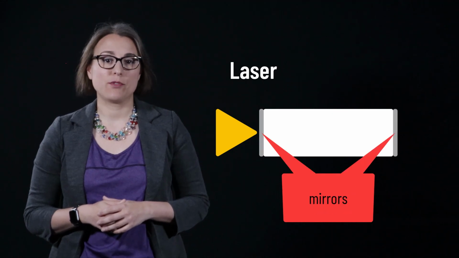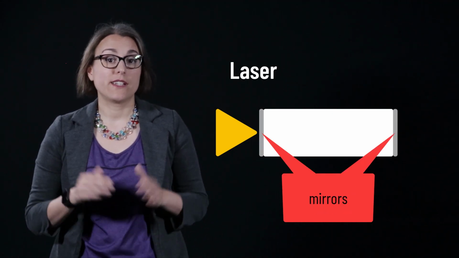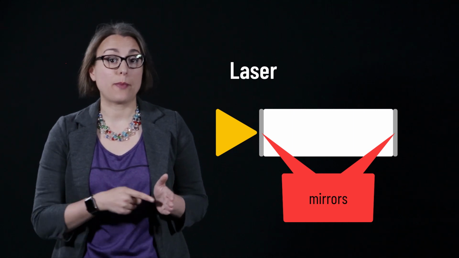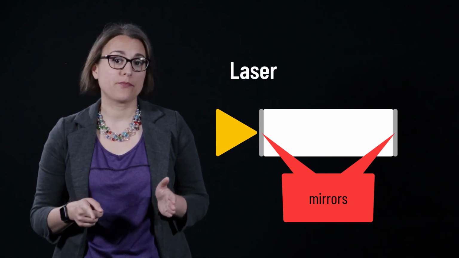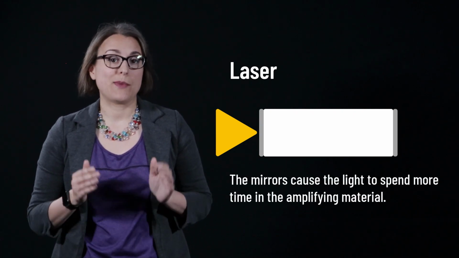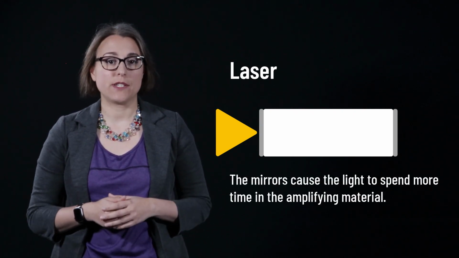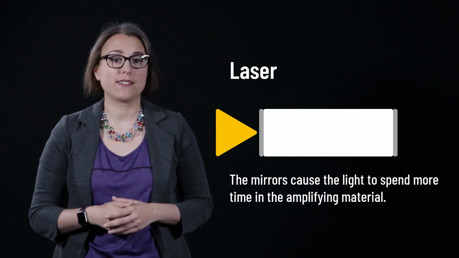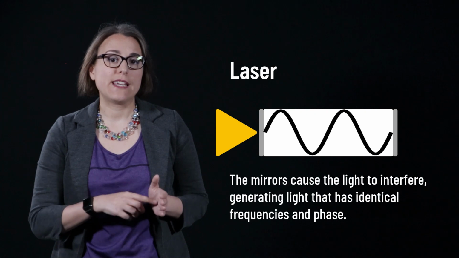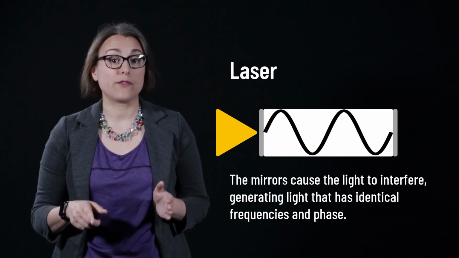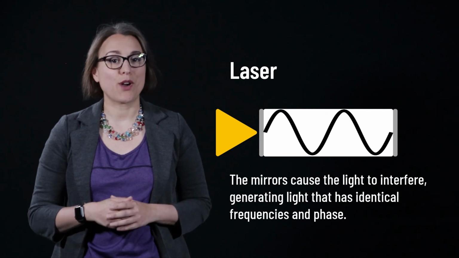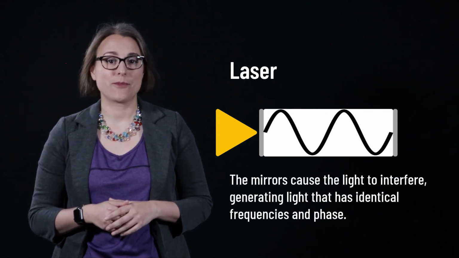In addition to the amplifying material, a laser contains two mirrors, one on each end, to cause the light waves to travel back and forth throughout the material. This does two things. First, it causes the light to spend more time in the amplifying material, creating more light by stimulated emission. Second, it causes the light waves to interfere, creating light waves that are all in the same phase and have the same wavelength, using the process of constructive interference.